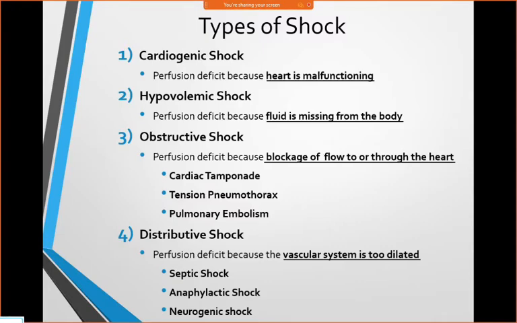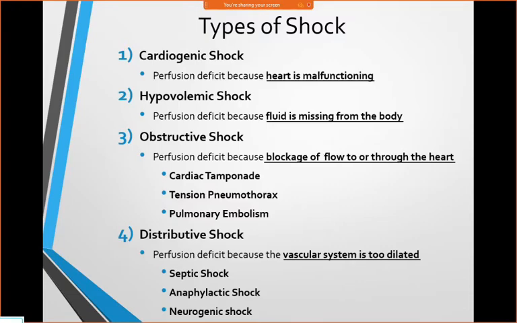And then distributive shock is a perfusion deficit because the vascular system is over-dilated, so blood is not returning to the heart as well as it could be, and fluid is getting diverted into the tissues because of vasodilation. Those happen in septic shock, which we will talk about today. Anaphylactic shock, which you talked about way back in block two when you talked about allergies and anaphylaxis, is a massive immune response that causes vasodilation. Septic shock is also a massive immune response that causes vasodilation.